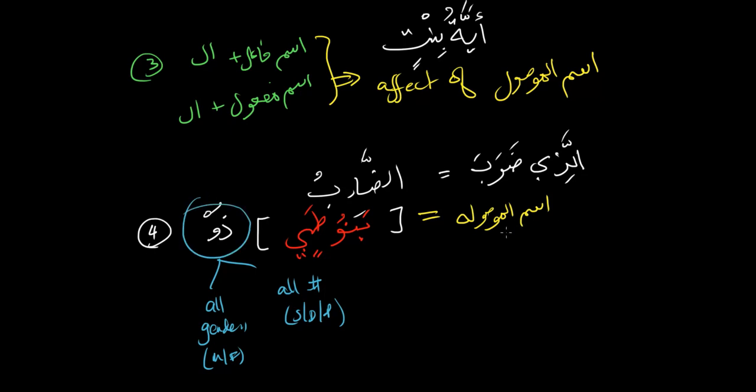So like جاء الذي ضربك رأيت الذي ضربك مررت بالذي ضربك. All of that would be like جاء ذو ضربك رأيت ذو ضربك مررت بذو ضربك, and this is also mabni. So there are four special categories, additional relative pronouns. Now let's see: جاء الذي أبوك عالم.